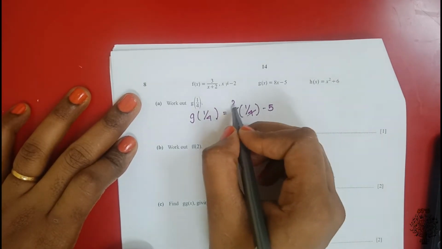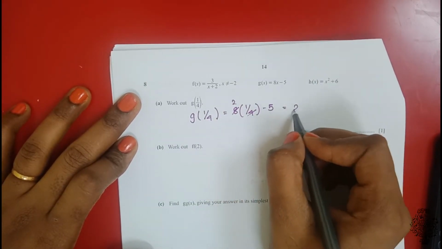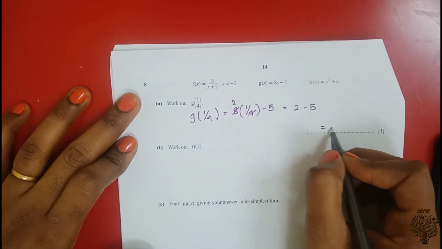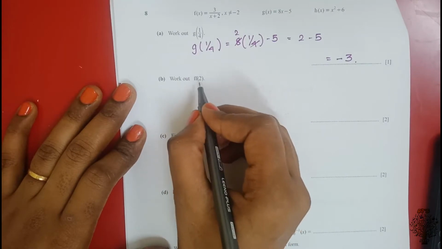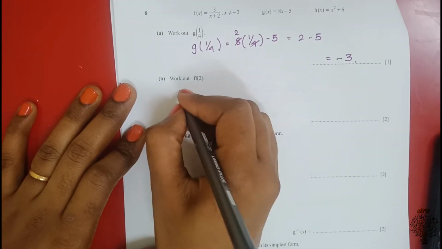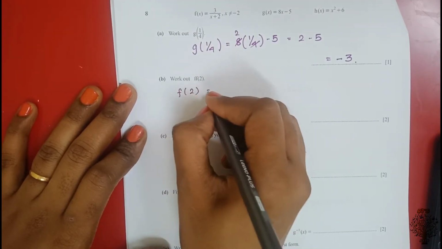So 8 and 2 we can cancel, 4 we can cancel, that gives 2. 2 minus 5, which is negative 3. Next, direct calculation. Find out f of 2. So first thing, you find what is f of 2.